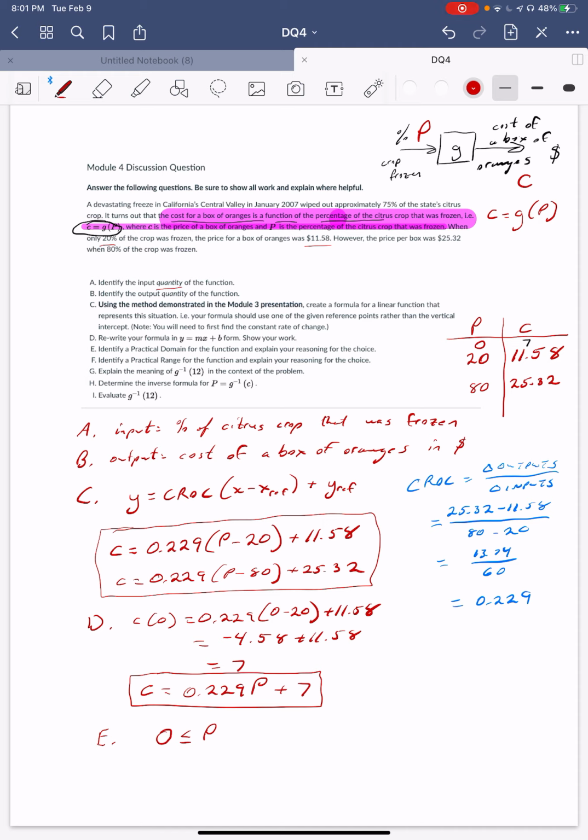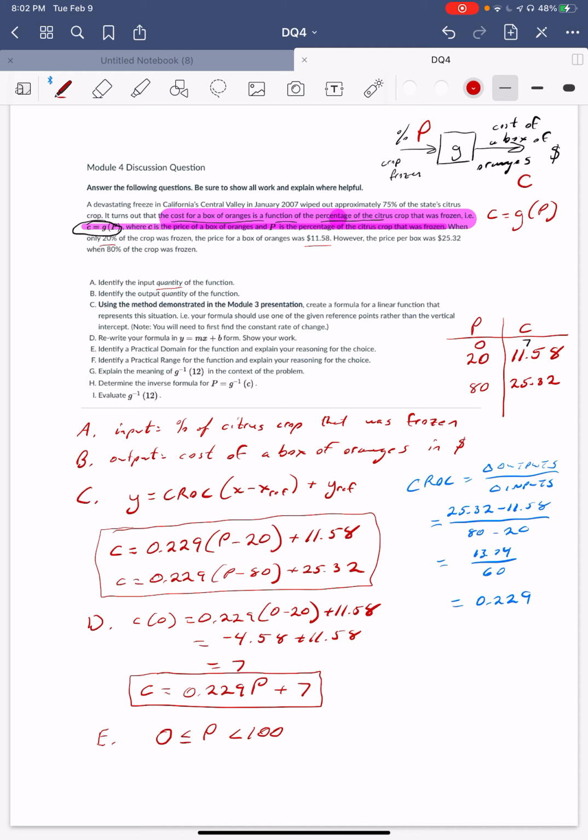Now, it's interesting to point out that if you lose all your crop, then of course you don't have any oranges to sell. And so the formulas that we created here would be nonsensical because there would be no cost if there are no oranges. So I'm going to say P is less than 100. I'm not going to include the 100 just for that reason, that if I truly did have 100% of my crop frozen, I would have no oranges to sell. And so that's my reasoning why I chose that for my domain.